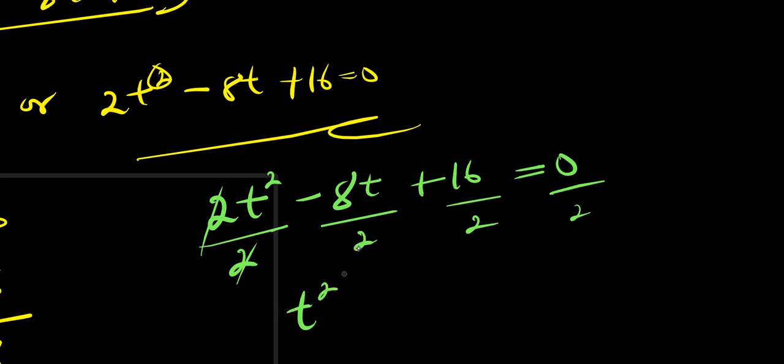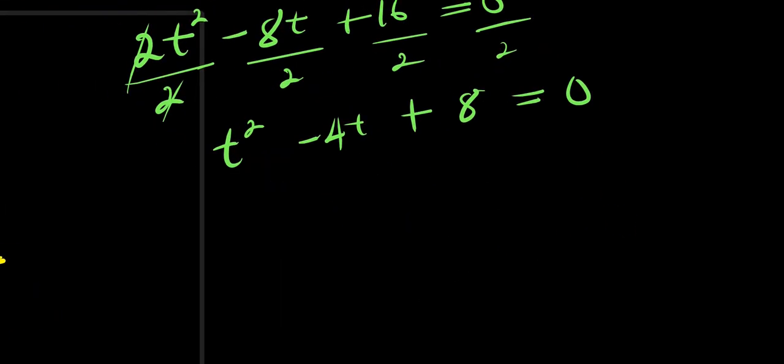We are going to have t squared, negative 8 divided by 2. This is minus 14 plus 16 divided by 2. That is 8 equals 0 divided by 2. That is 0. So we have now reduced this equation to this form. So let's solve it using the formula method.